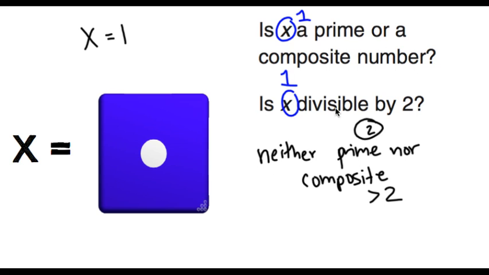Second question, is 1 divisible by 2? When we're asking is 1 divisible by 2, we're saying does 2 go evenly into 1? And the answer to that question is no.